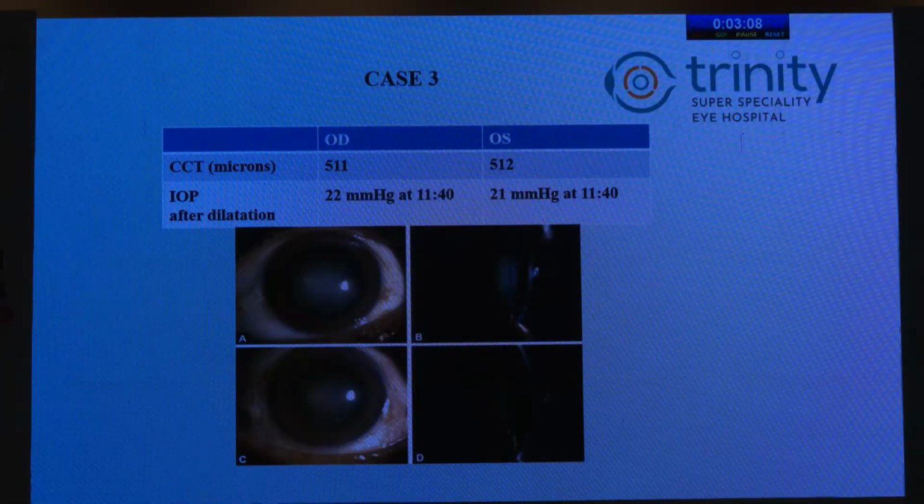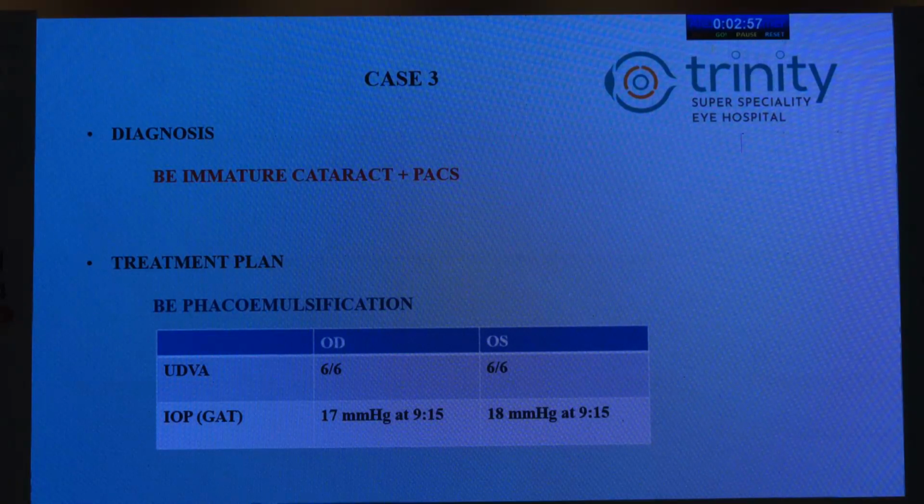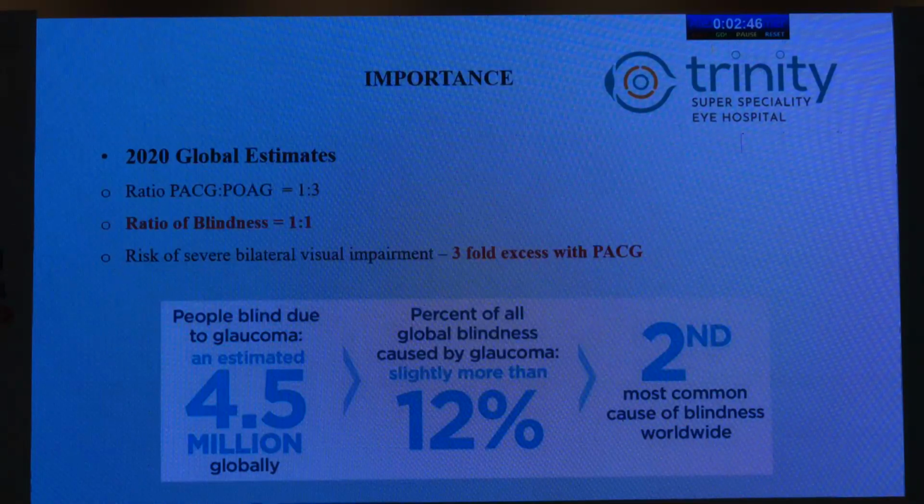Now you can see the IOP didn't increase much after dilatation. It was almost in a similar range and the cataract was significant. In such cases, you can directly go ahead with phacoemulsification. There is no need for any prior laser procedure. So a both eye phacoemulsification will give a very good outcome with good visual acuity and a controlled intraocular pressure after the surgery. Now, what is the importance of primary angle closure disease?